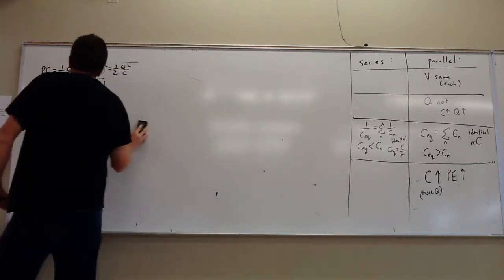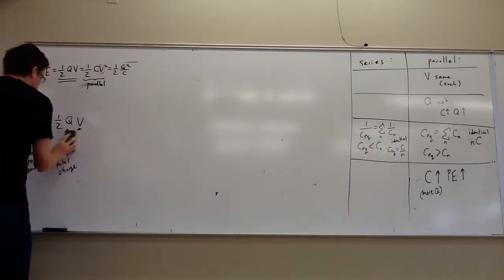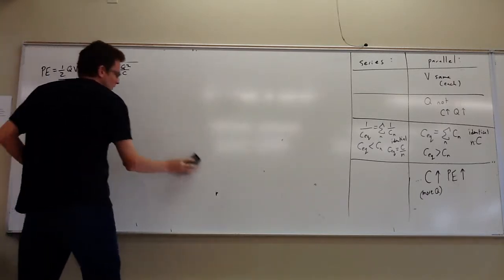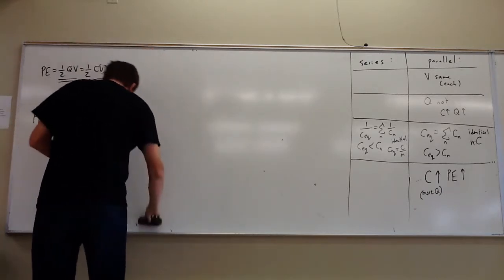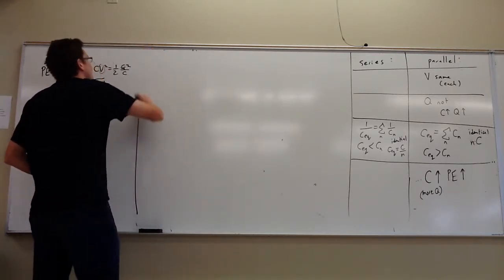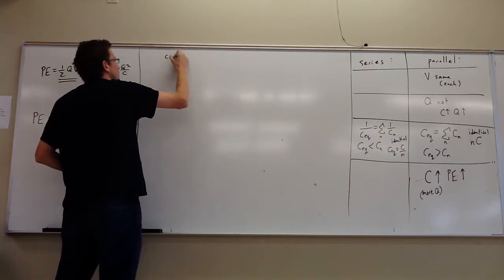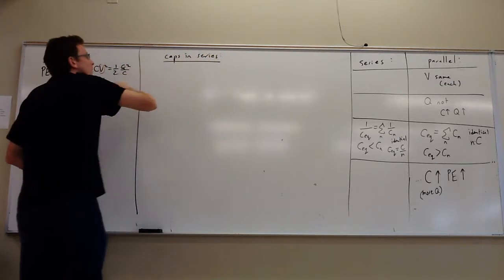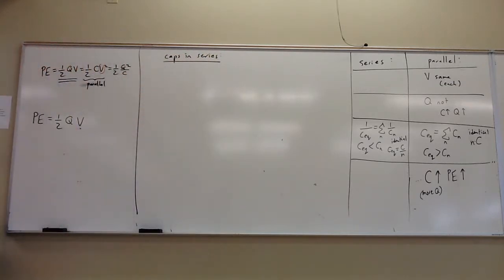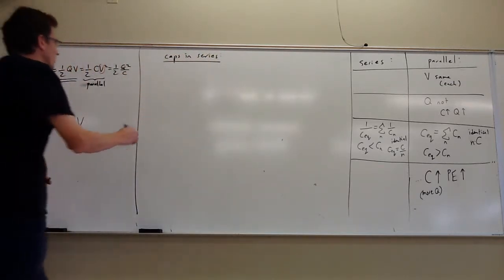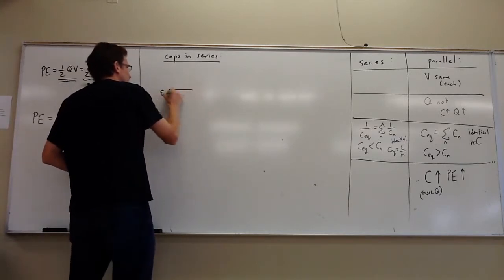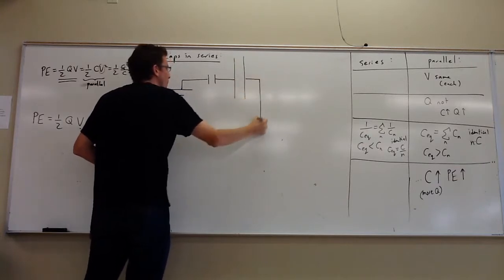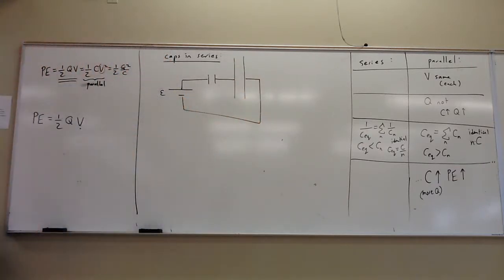I'll leave some of the same stuff up so I can refer to it later. This is just generic potential energy stuff. Let's do caps in series. So now I'll take the exact same 2 capacitors, attach them to the same exact battery, but do them in different ways. I'll connect them in a row, like that.